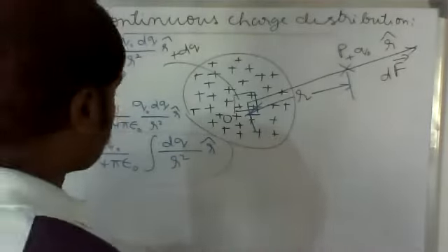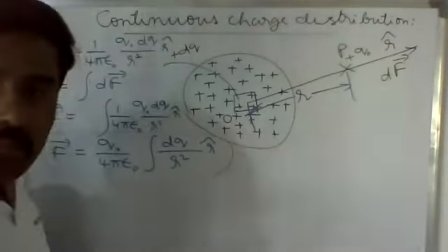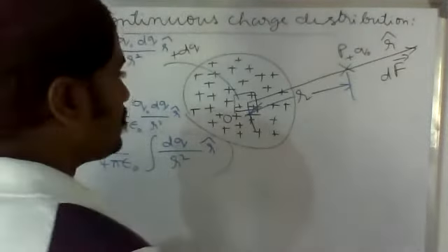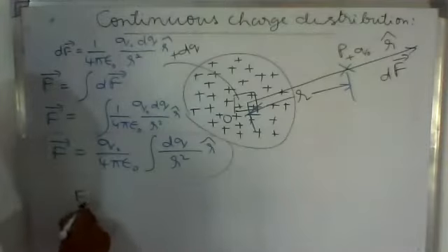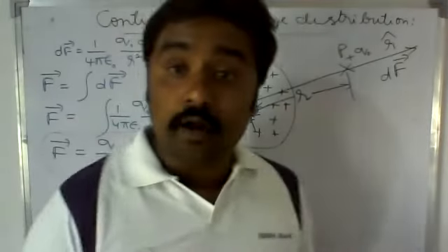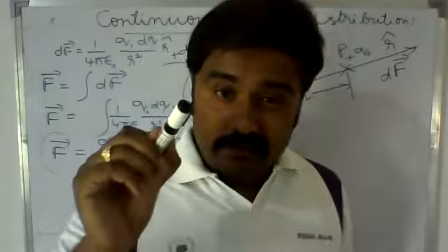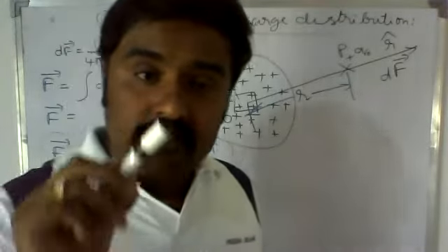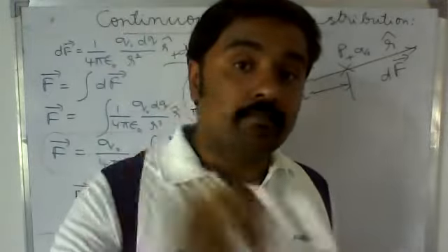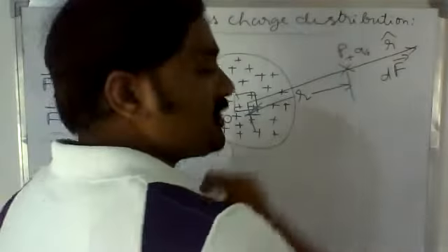After that, we have to calculate the electric intensity at point P. So what is the meaning of electric intensity at a point? Electric intensity at a point means the force experienced by a unit positive test charge placed at that point, the point under observation, the point under consideration.